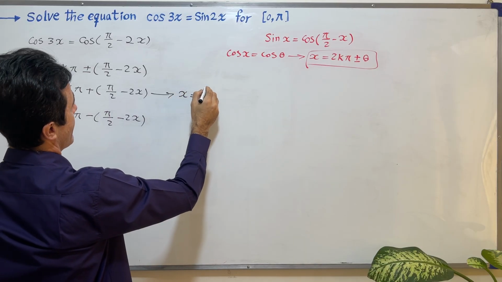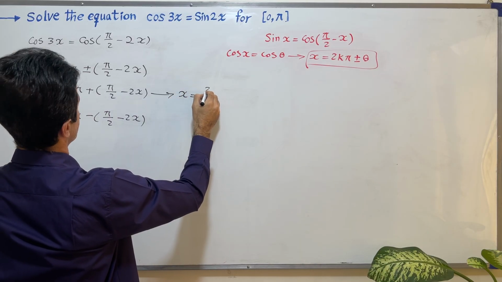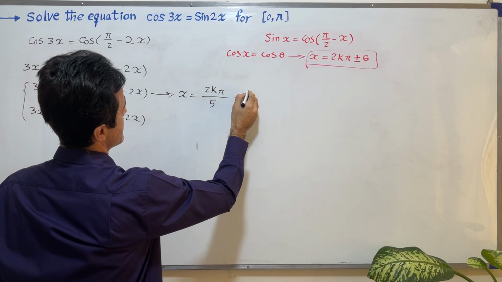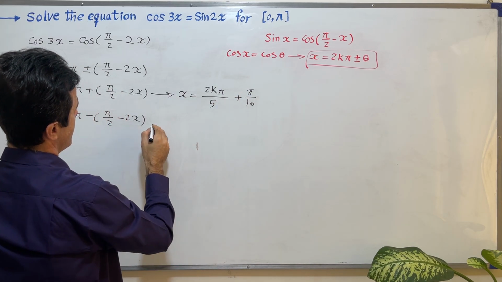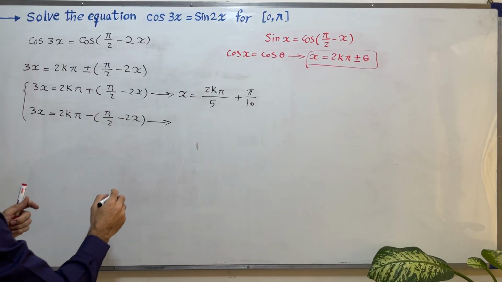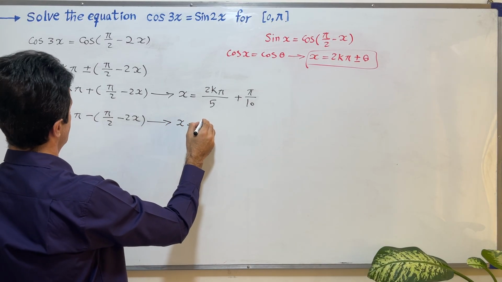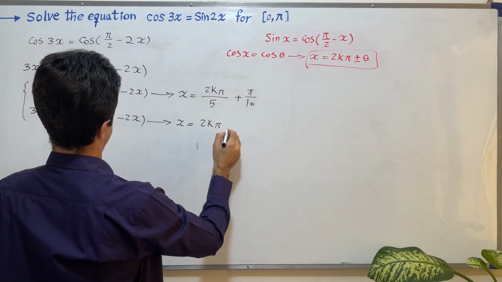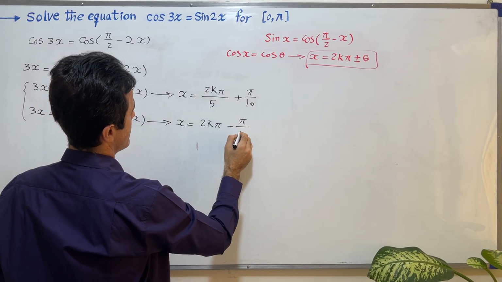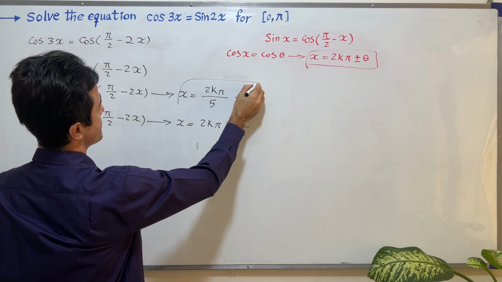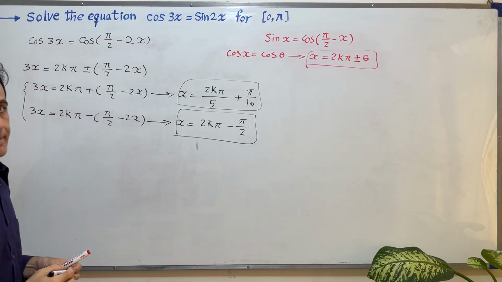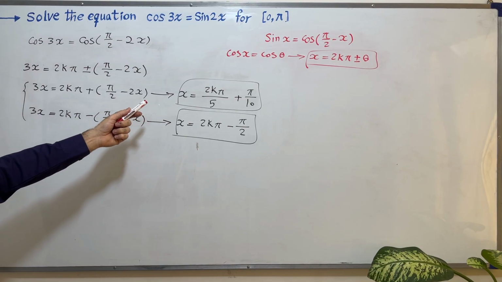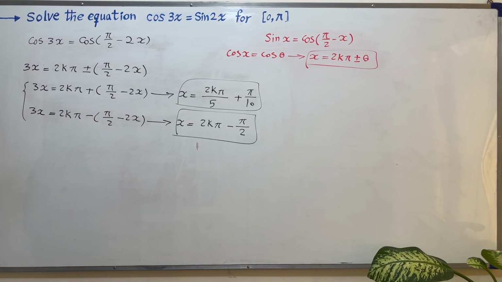x equal 2k pi over 5 plus pi over 10, and for this one, x equal 2k pi minus pi over 2. We have two sets of answers for the equation.